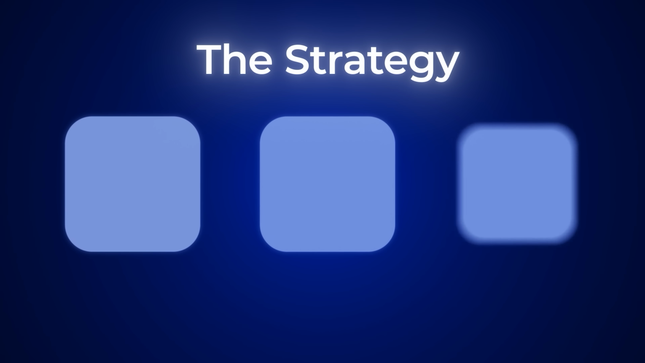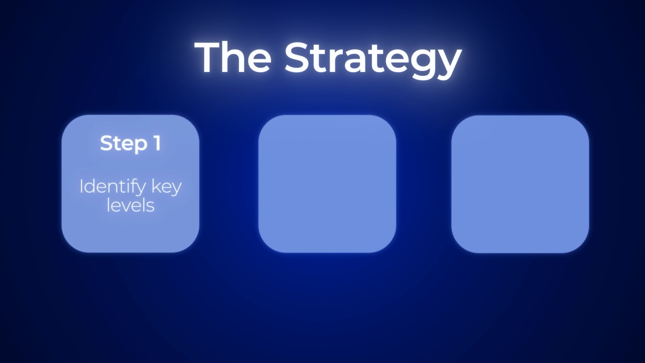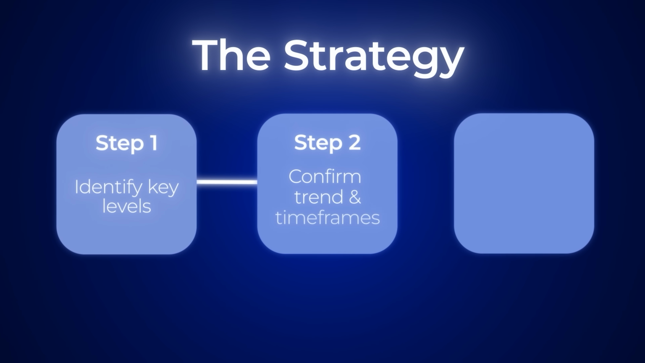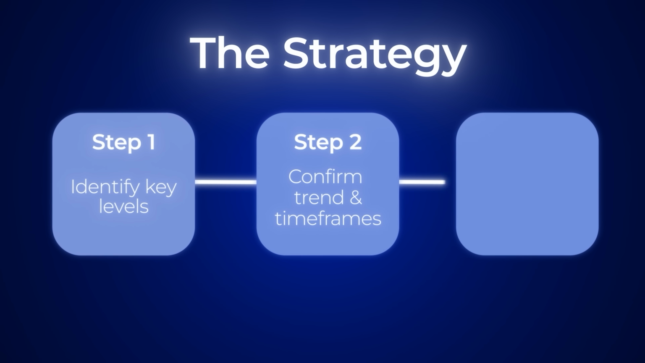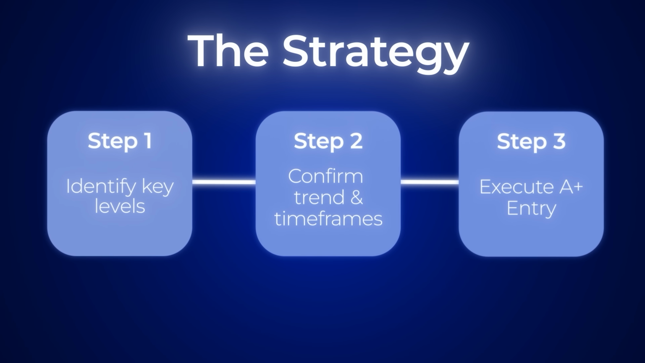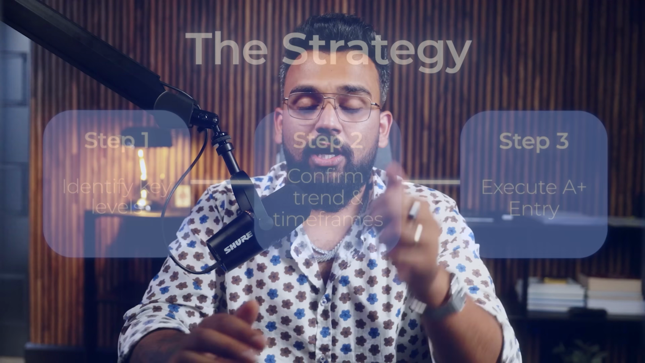You only need 3 steps. Step 1, you need to learn how to identify the key levels. Step 2, you need to confirm the trend and the time frames. And step 3, A+ entries using your opening range breakouts, your level flags, plus the volume weighted average price, which is called VWAP.